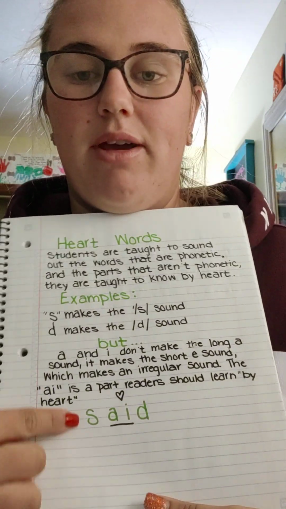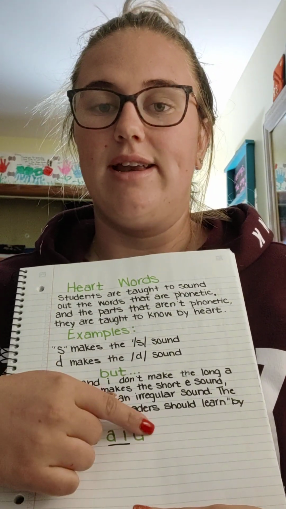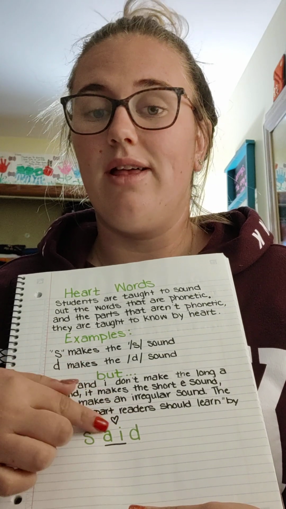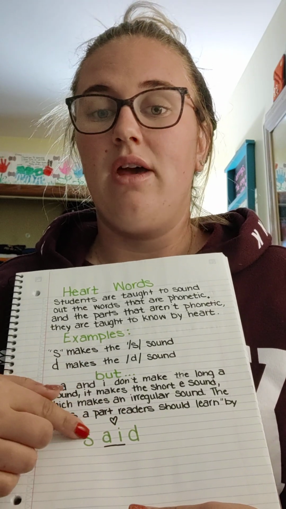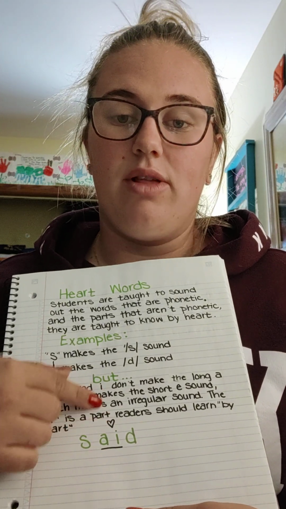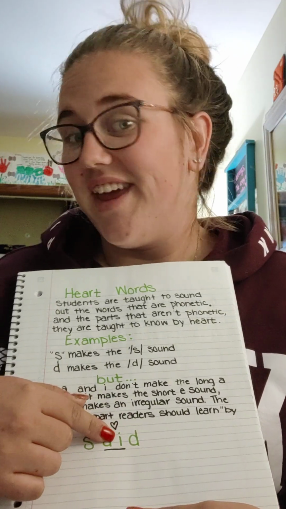So if you see in the bottom here, we have the S sound and the D sound, the beginning and end, but the middle part is the part that's irregular that we are not aware of. So the A and the I, the students would underline, and they would learn to know this by heart, making it a heart word.